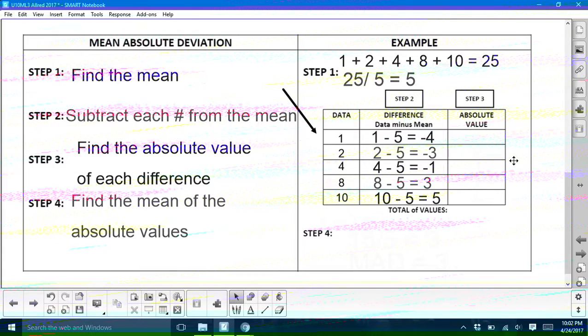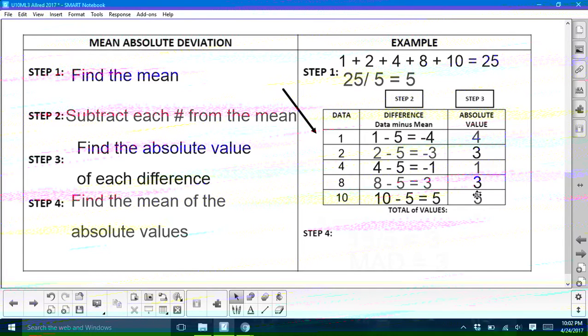Okay? Now I have some negatives and I have some positives. I'm going to find the absolute value of all those numbers. Absolute value of negative 4 is positive 4. Absolute value of negative 3 is positive 3. Absolute value of negative 1 is positive 1. And then you've got 3 and 5. Now you have 5 new numbers: 4, 3, 1, 3, and 5.